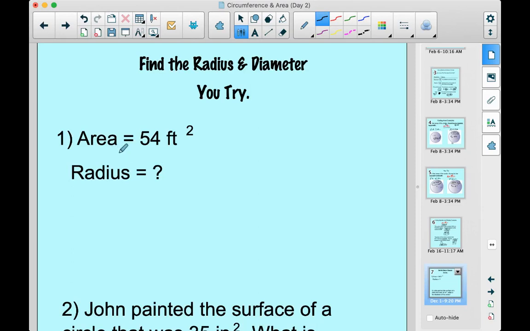Let me try this one. So if the area is 54 feet squared, what's the radius? So I'll pause it here, see what you can come up with.